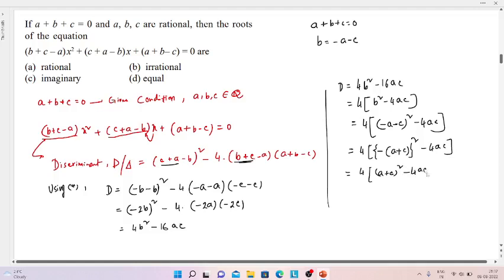So can you tell me what is the value of a plus c whole squared? It will become a squared plus 2ac plus c squared, and minus 4ac is there. So I have to write this down here. So 4 times a squared plus c squared, and 2ac minus 4ac will become minus 2ac. So I can write this down as a squared minus 2ac plus c squared.